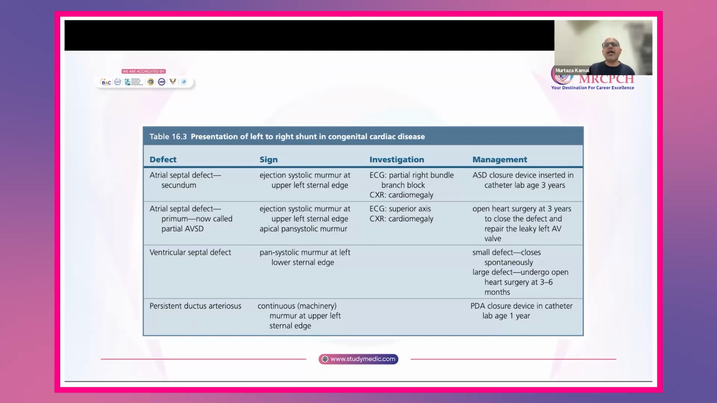And normally we do device closure of these PDAs. Rarely PDA ligation is done surgically also, but in most of the cases we do percutaneous device closure of these PDAs.